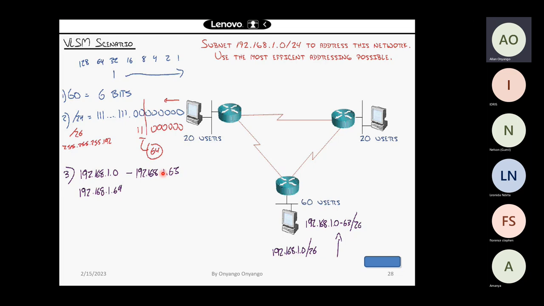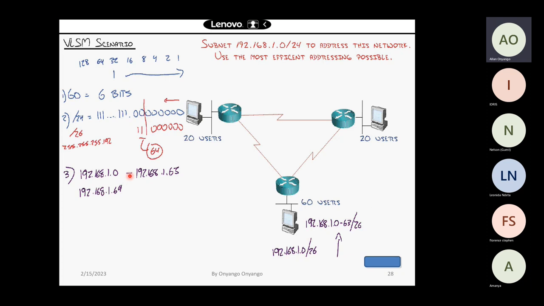What is the difference between what I'm doing and what I did previously? Here, we add the increment only once. We add 64 and we get the range for the first one, which is 63, and its new subnet mask is actually 255.255.255.192, which is the same as /26, okay? So the network address for this one will be 192.168.1.0 all the way to .63, and it is /26. I am done with this one.